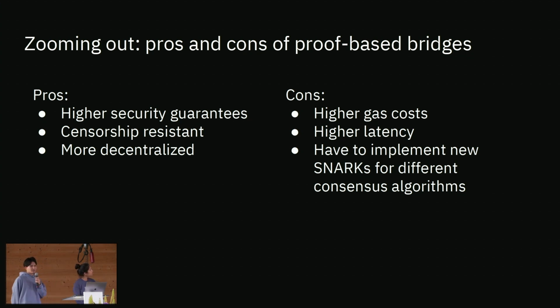And at this trade-off, there's obviously some cons. Verifying a SNARK proof is obviously more expensive than just checking that 5 out of 7 validators have signed. There's also some latency that you're incurring because of the proof generation time, but maybe that can be reduced by an order of magnitude.